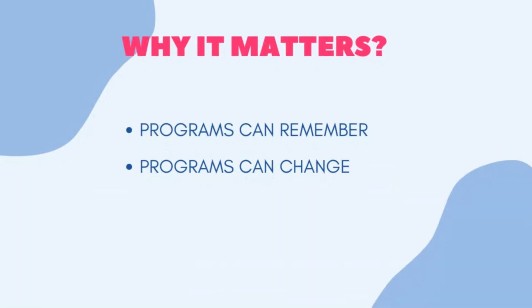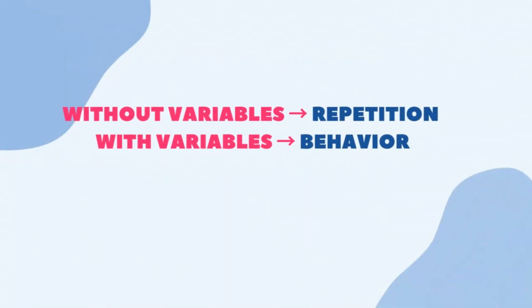Variables let your program remember and change information. Without variables, every program would do the same thing every time. With variables, programs become alive.